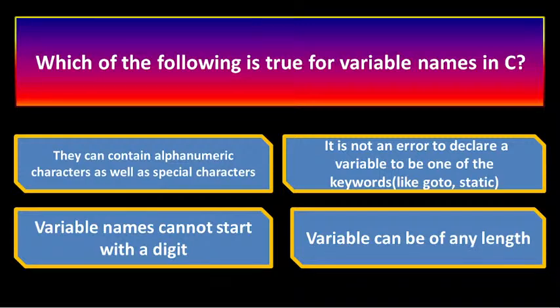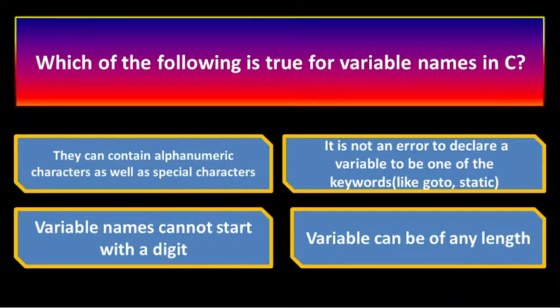And variable, third option is that variable names cannot start with a digit. And variable can be of any length. So question, read carefully here. Which of the following is true for variable name in C? Which one is the true?